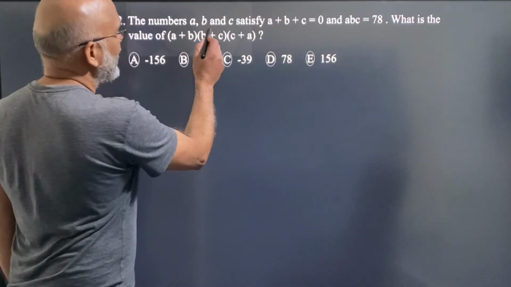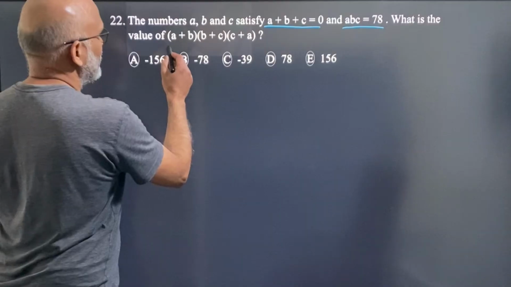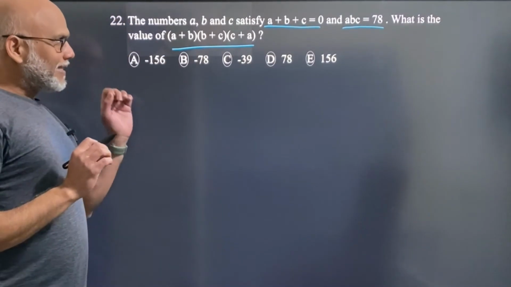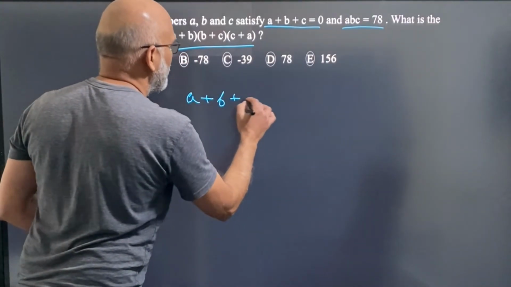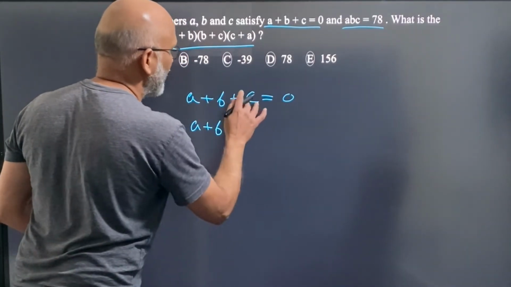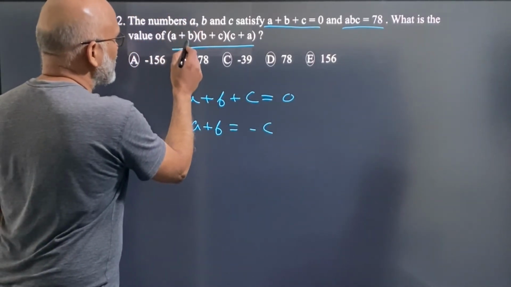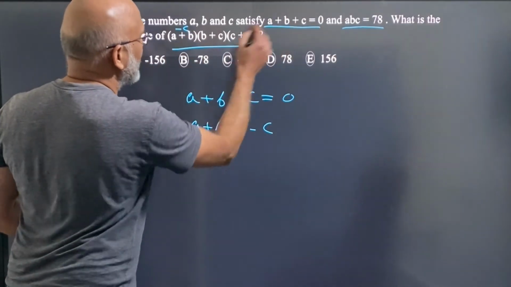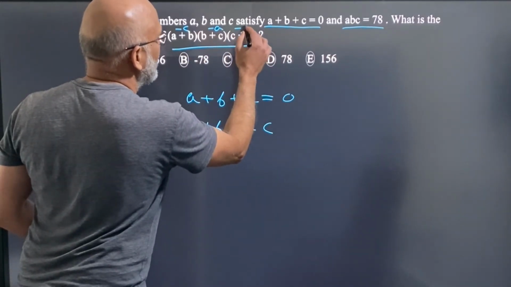The numbers A, B, and C satisfy this and this. What is the value of? If you are a bit observant here, then it's actually an easy problem to solve. A plus B plus C is 0. Then what is A plus B? If I take C to the other side, then it's negative C. So A plus B is negative C. Similarly, B plus C will be negative A, and C plus A will be negative B.